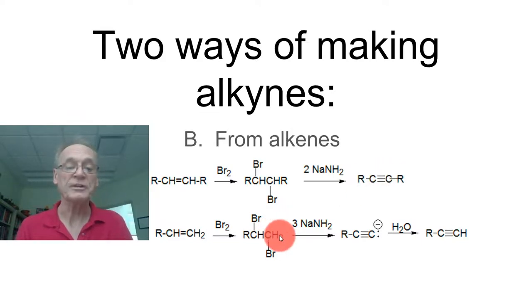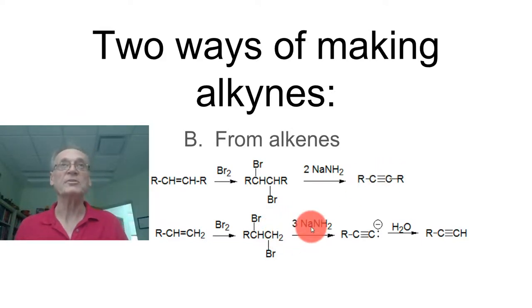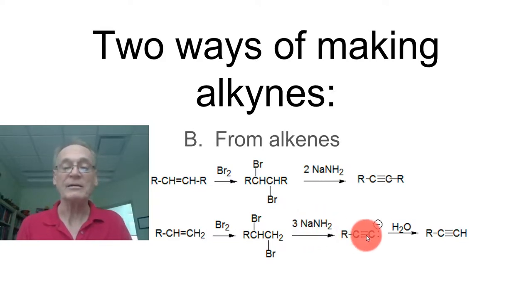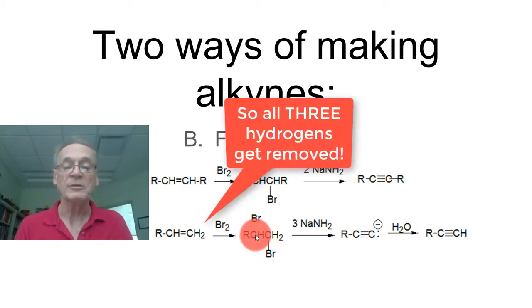But then that has a hydrogen on the end of it. Remember what sodium amide does with a hydrogen on the end of a triple bond? It pulls it off. And so you make an acetylide. And so you put three equivalents in. One takes off a hydrogen and a bromine. The second one takes off another hydrogen and another bromine. Third one takes off the hydrogen from the end, and you make an acetylide.